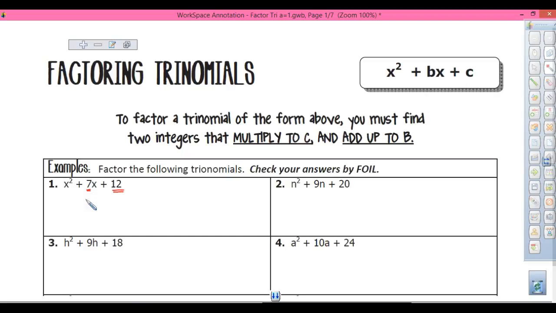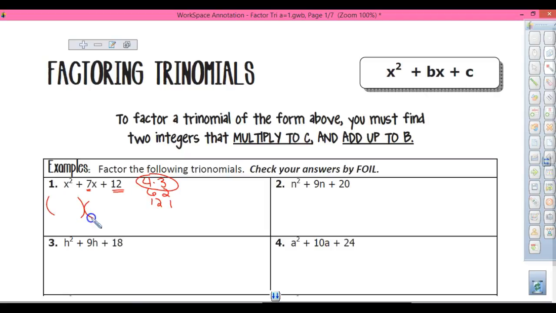Okay? So, my factors of 12 are what? 4 and 3, what else? 6 and 2, and 12 and 1. Which group right there, because those all multiply to 12, right? Which group adds to 7? The 4 and the 3. Okay, so that tells us we're going to use 4 and 3.